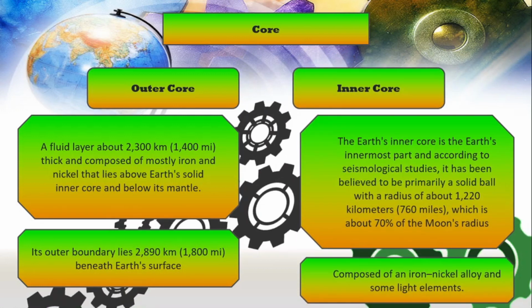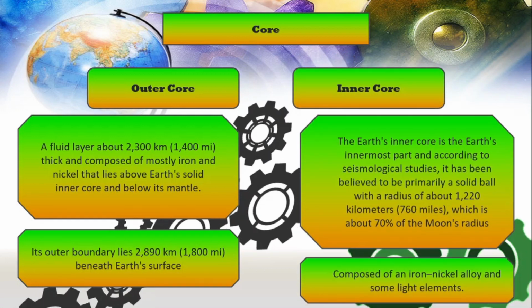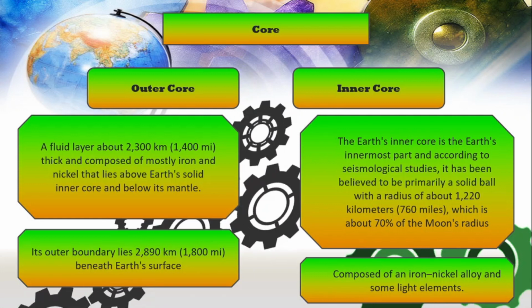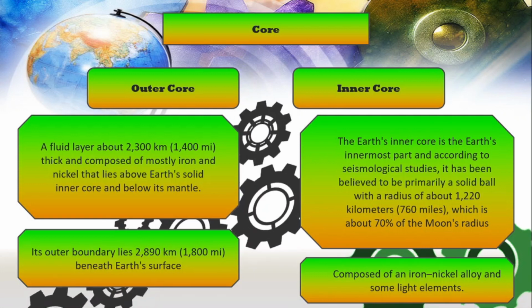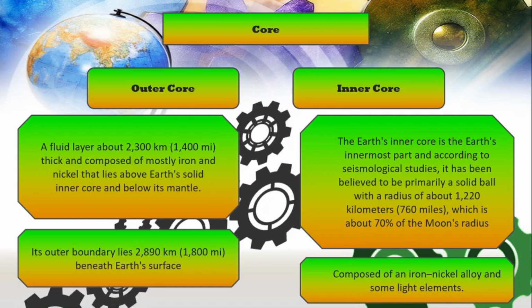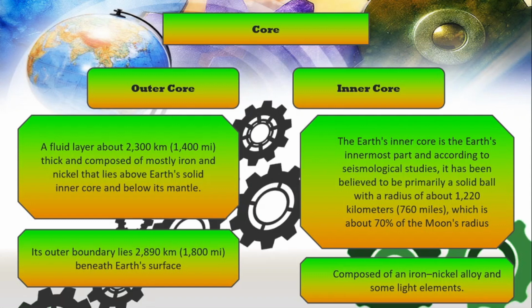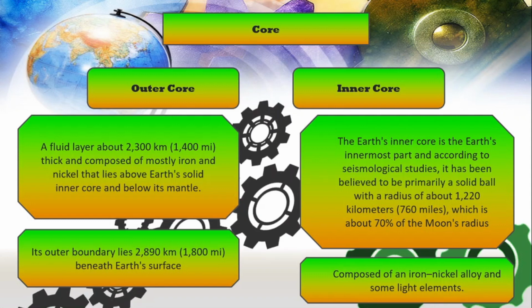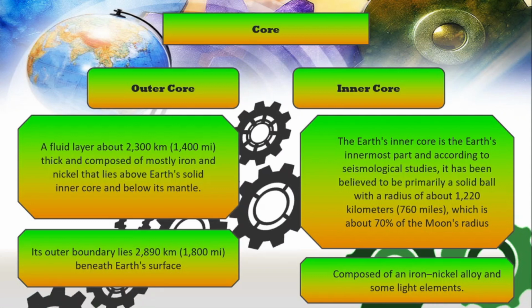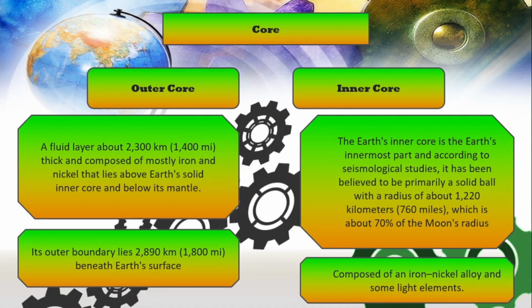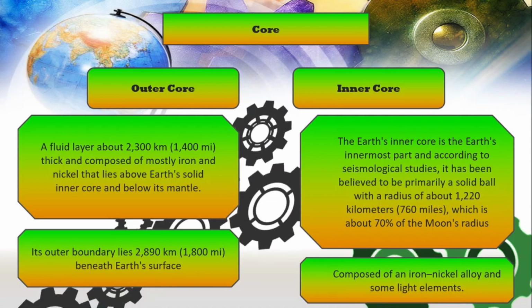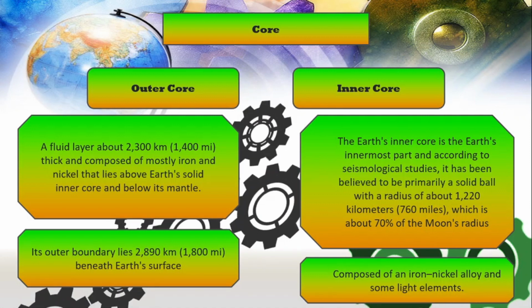Inner core, or the Earth's inner core, is the Earth's innermost part, and according to seismological studies, it is believed to be a solid ball with a radius of about 1,220 kilometers or 760 miles, which is about 70% of the Moon's radius. It is composed of an iron-nickel alloy and some light elements.